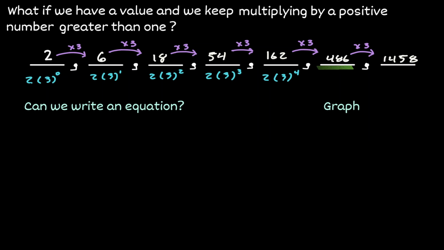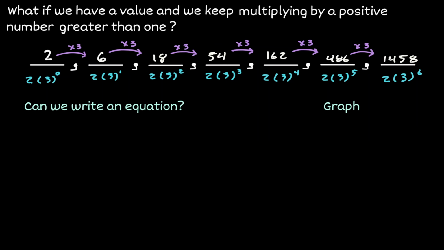And 486, we obtained this value when we started with 2 and we multiplied times 3 1, 2, 3, 4, 5 times. So we can rewrite 486 as 2 times 3 5 times. And the next value is when we multiply times 3 6 times. So we can say that 1458 can be written as 2 times 3 raised to the sixth.